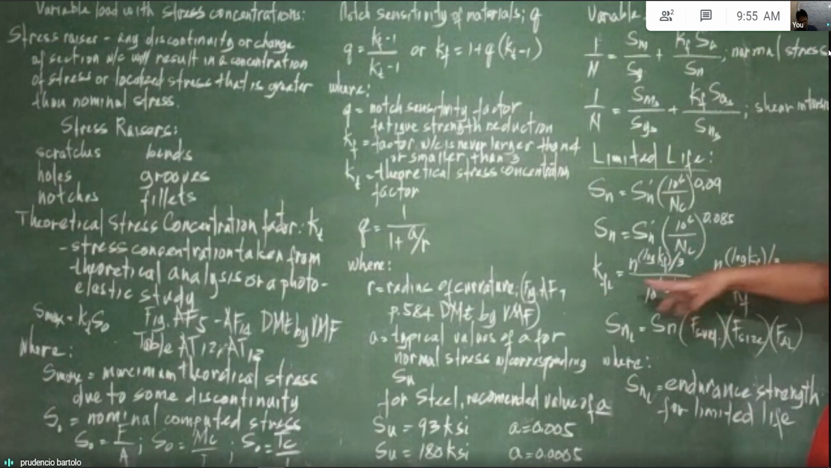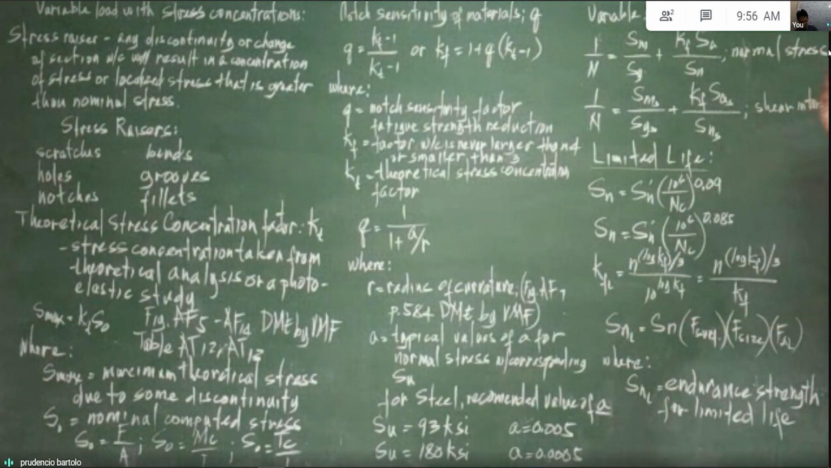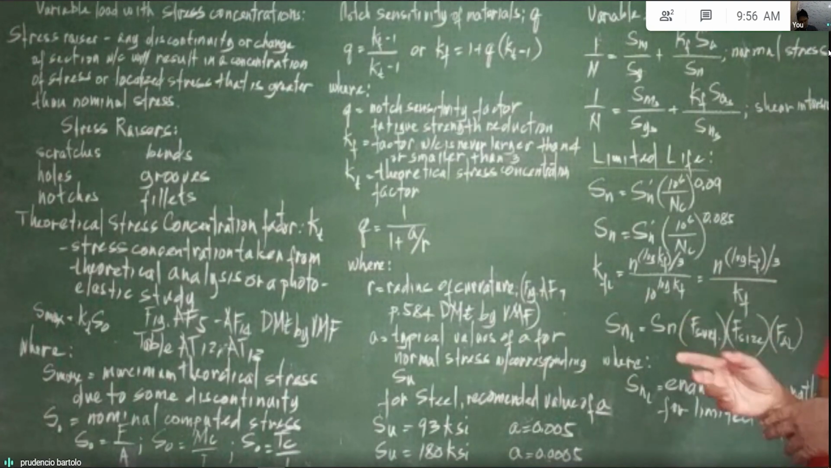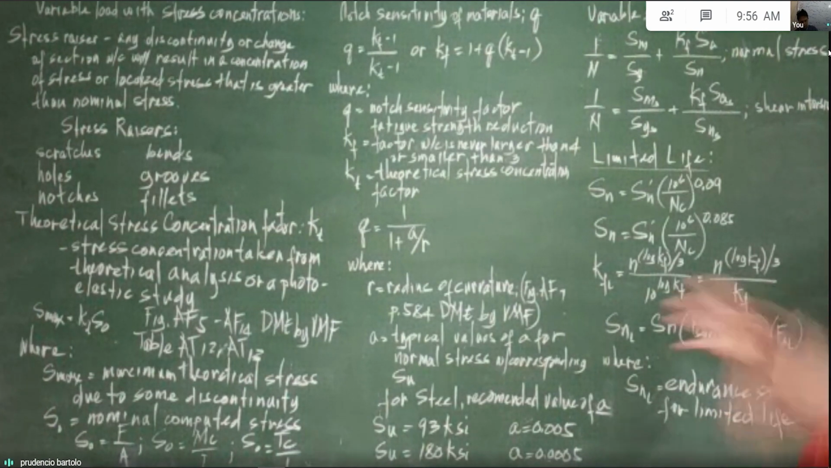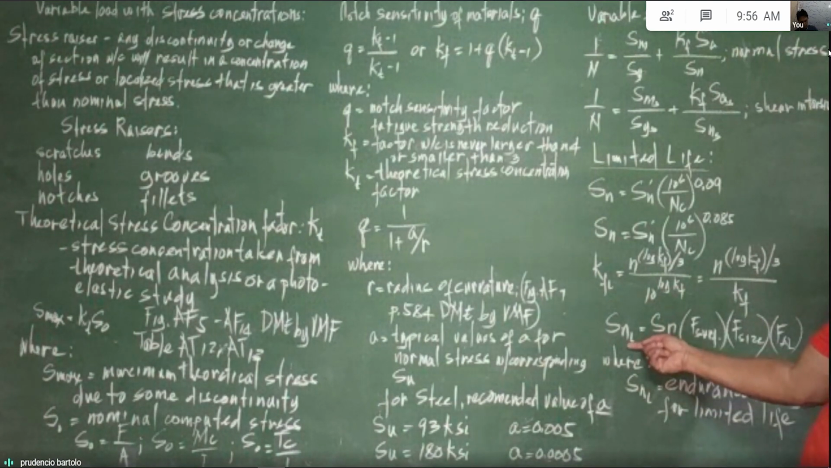Meaning, if we are going to take the equation involved for the Soderberg criterion where limited life is applied, this Kf in here will be changed by the Kfl, meaning that is the fatigue strength reduction factor for limited life, used for the endurance strength for limited life.